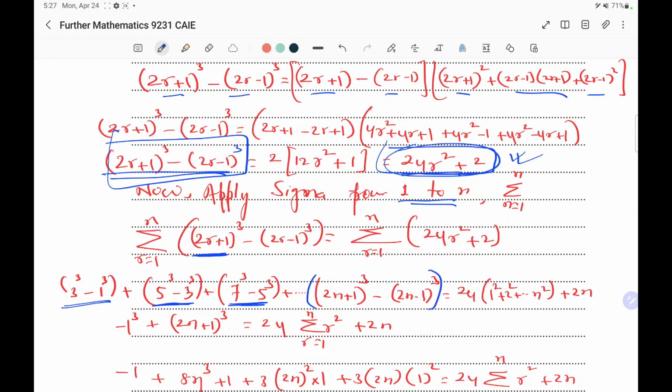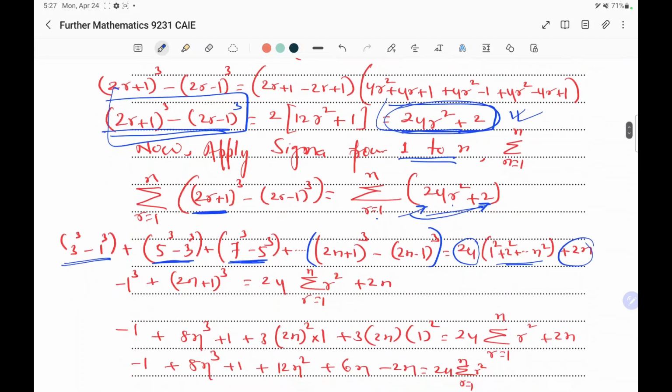Okay, that's great. Now here if you put r equals 1, then 24 times 1 square, 24 times 2 square, 24 times 3 square, just you can take 24 common, then you will get 1 square, 2 square up to n square. And for r equals 1, it is 2, r equals 2, it is 2. So you have to add n times, so 2n.